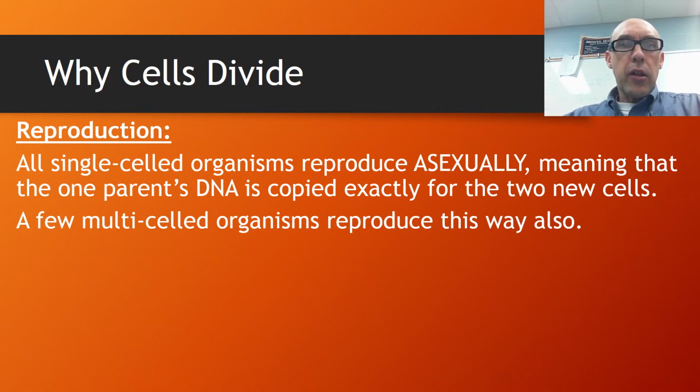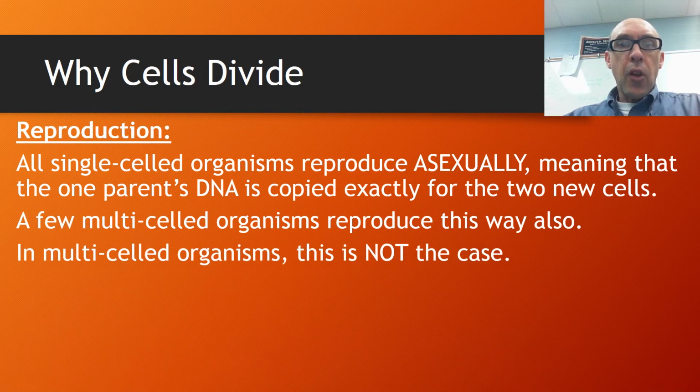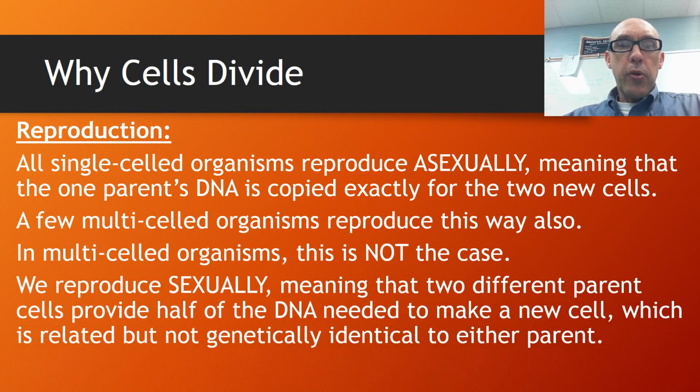In contrast, for us or other larger multicelled organisms, we do not reproduce in this fashion. We reproduce sexually, meaning that we have two different parent cells. Each one provides half the DNA needed for the new organism, and we're genetically related to, but not identical to, either parent. So that's reproduction. So cells divide for asexual reproduction.